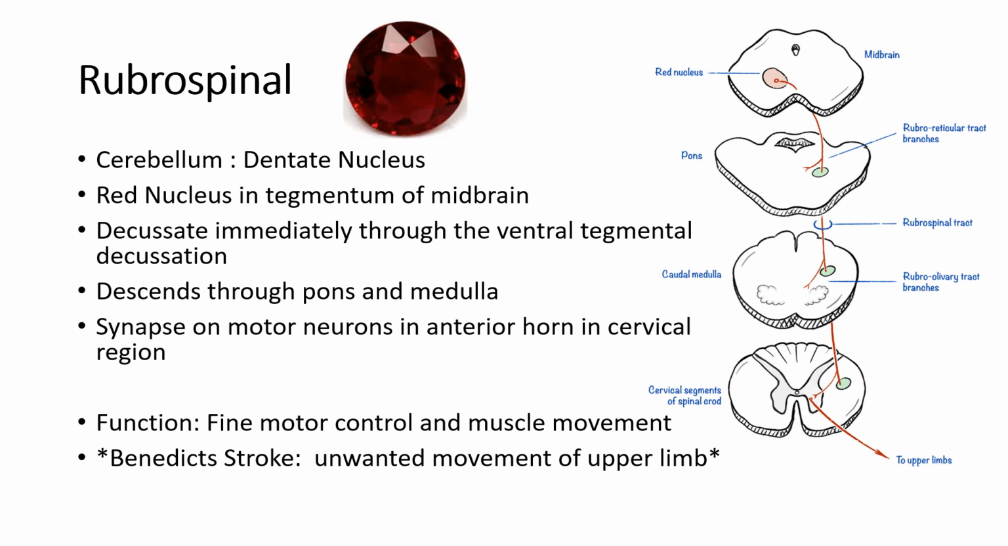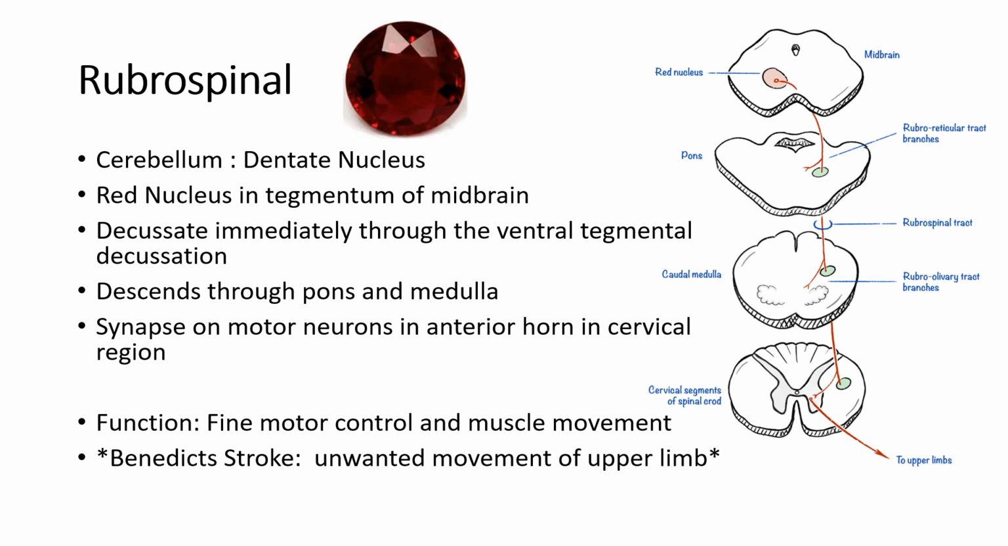Rubro, ruby red. Okay, so that's the red nucleus. The trickery here is you'll sometimes see it called the dentorubrospinal tract, because it's actually starting off in the dentate nucleus, but the renaming of it didn't catch on so much, I guess. So it starts off in the cerebellum at the dentate nucleus, and then the red nucleus in the tegmentum of the midbrain, and then decussates immediately through the ventral tegmental decussation. Remember, tectum in the back, tegmental area is more anterior.